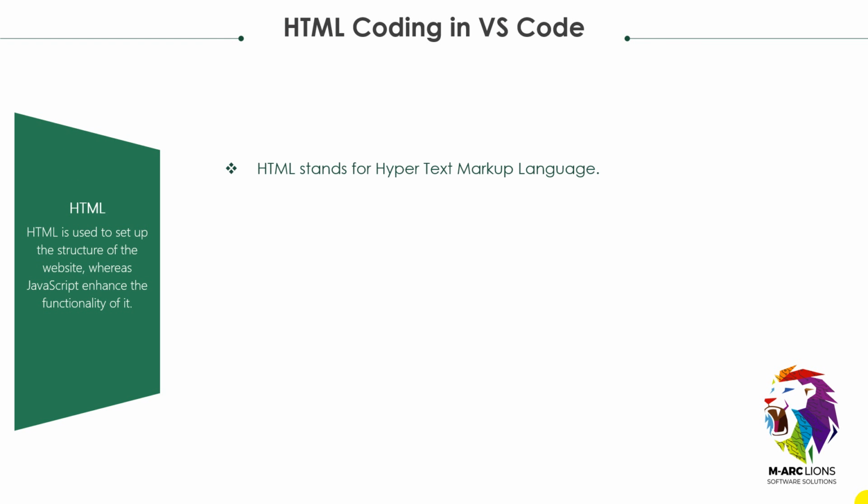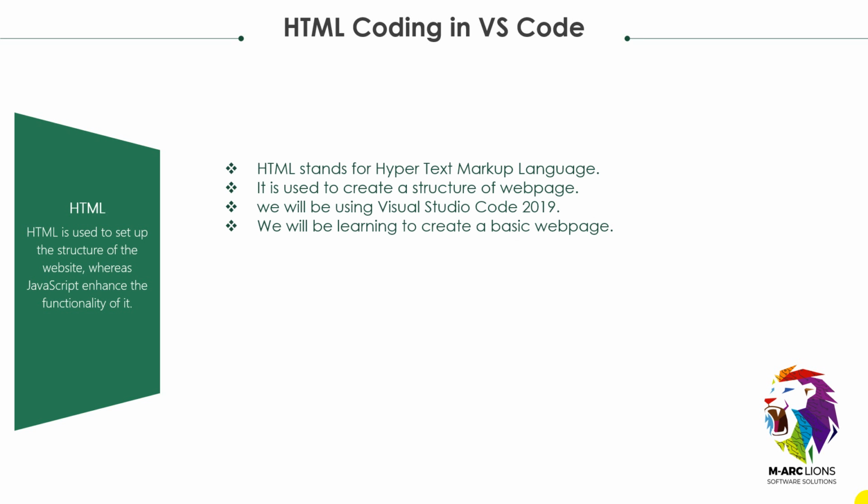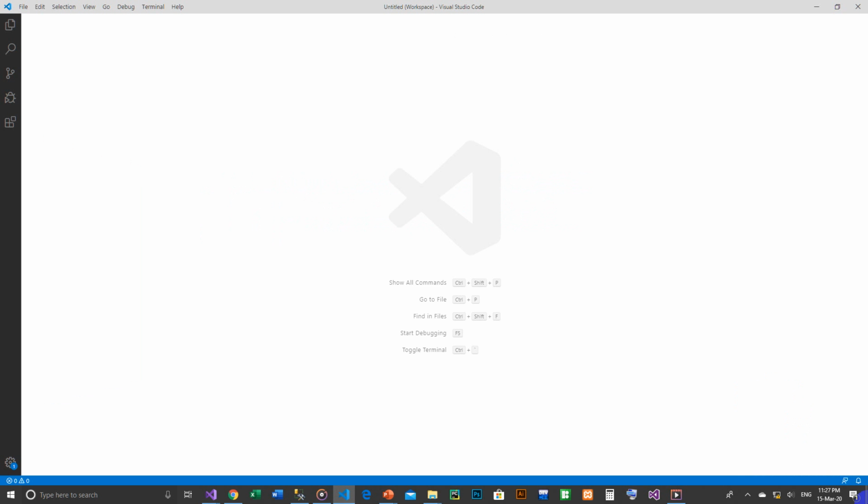HTML stands for Hypertext Markup Language. It is used to create the structure of a web page. We will be using Visual Studio Code 2019, which we have already learned how to install in the previous videos. So we will be learning to create a basic web page. Let's move on to Visual Studio Code and start the practical examples. Here we are on Visual Studio Code. This is the new look, where we are going to actually start working.